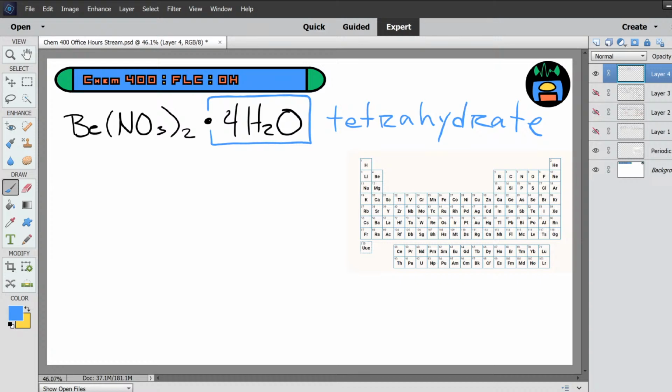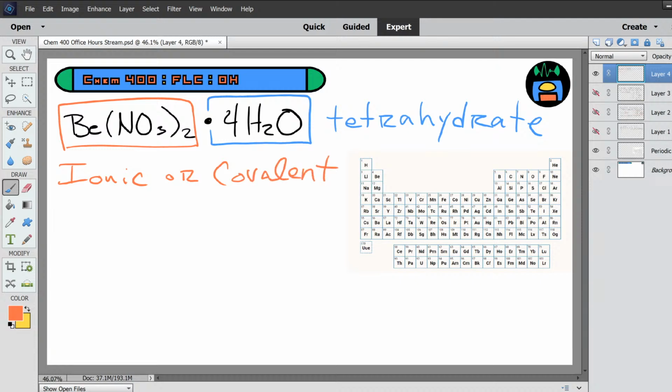The question is, for this part of the molecule, is it ionic or covalent? Because with covalent compounds we use prefixes, and with ionic compounds there are no prefixes.